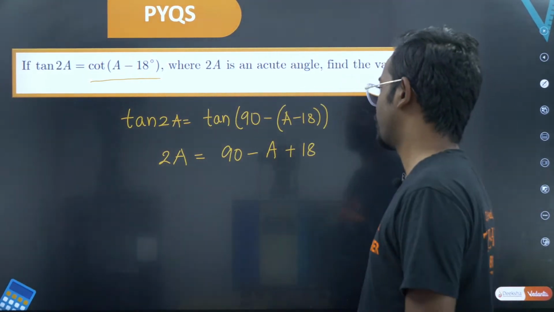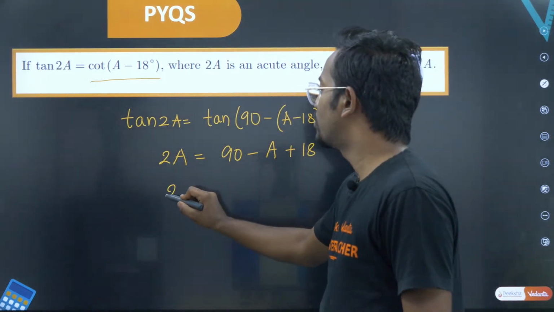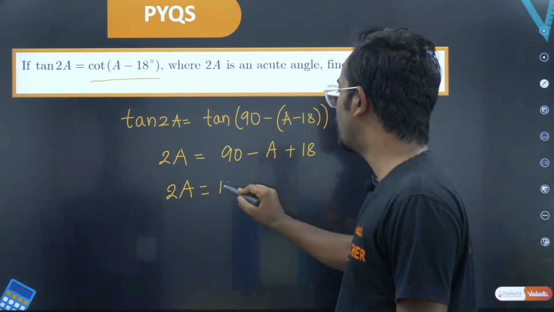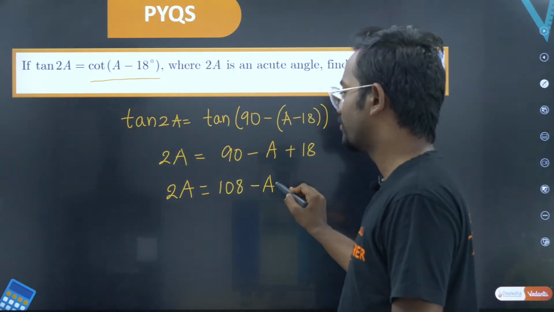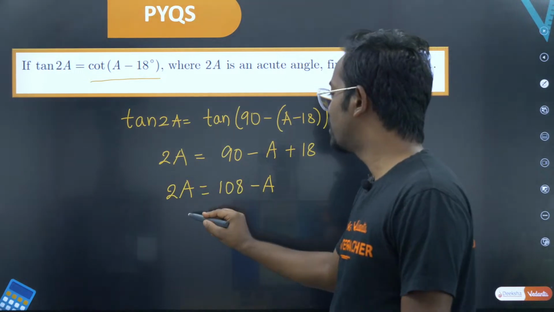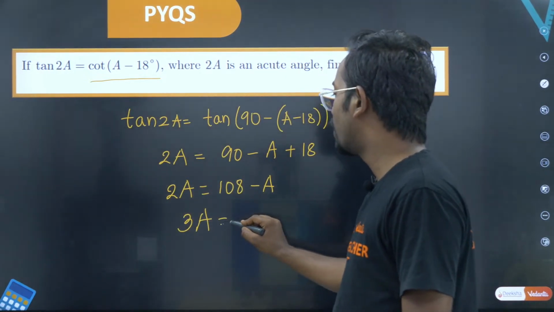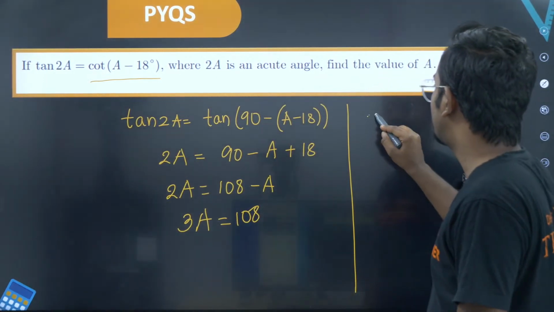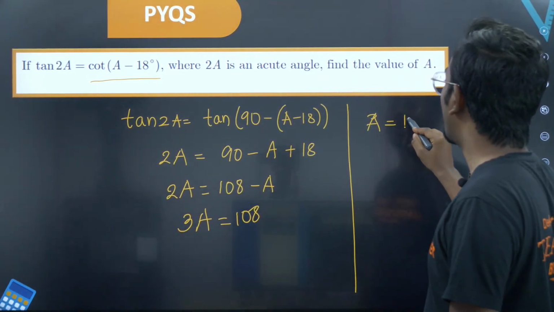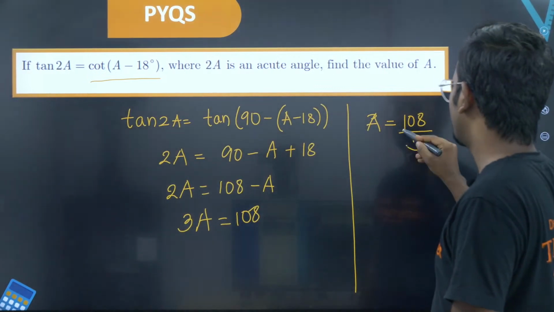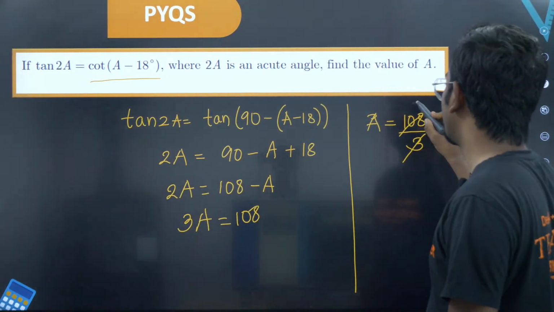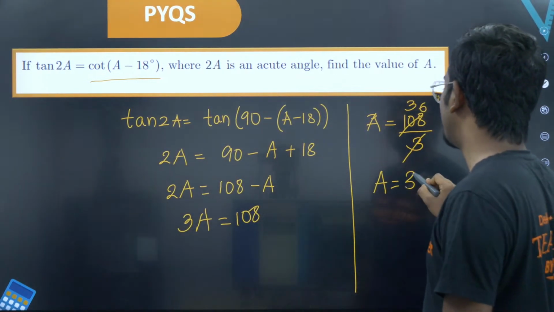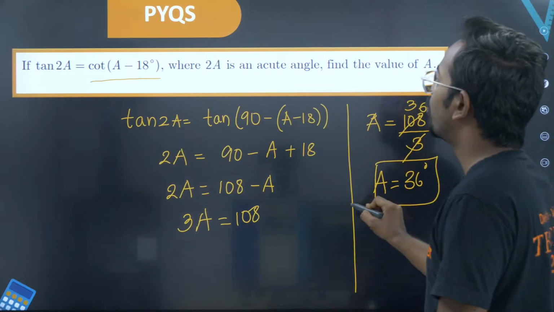90 minus theta. Hope this is clear. So now what happens? Sir, 2a is equal to 90 plus 18 is basically 108 minus a. So from here you will end up with 3a is equal to 108. So a is equal to 108 divided by 3. Sir, this becomes 36. So a is equal to 36 degree, and they have mentioned a to be acute angle.